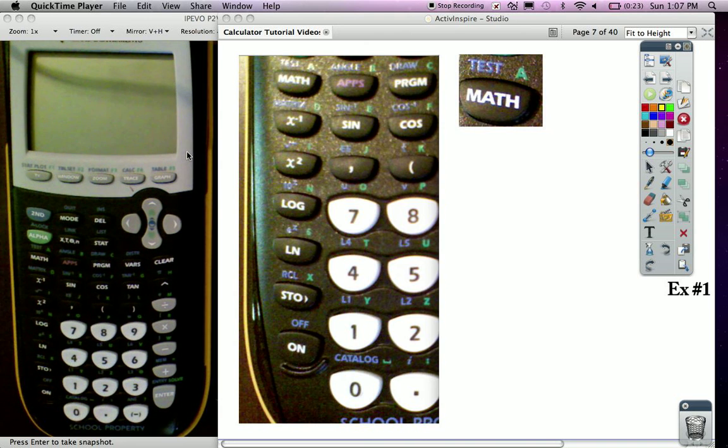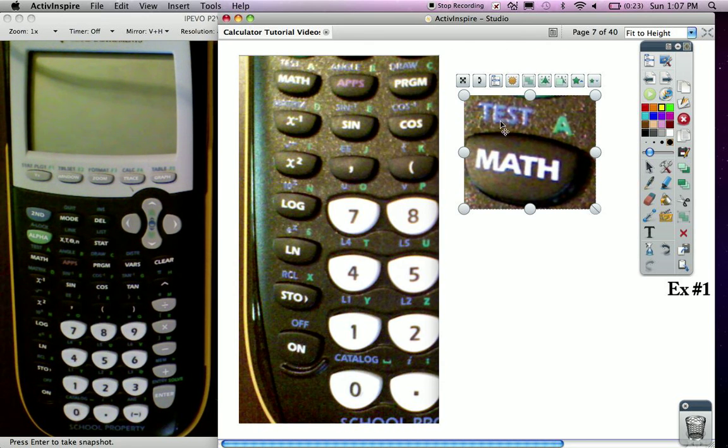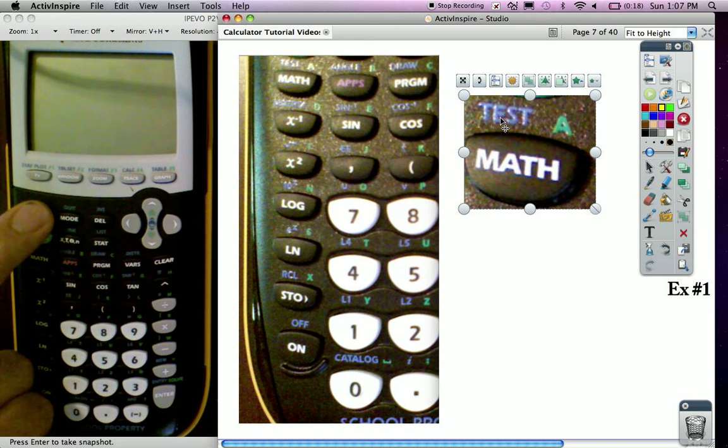Once you get comfortable using the store button, you can start to use the more advanced test button, which is found right here. Now you'll notice, if you look closely, the test button is located above the math button. In order to activate any of the blue functions on the calculator, you press the blue button, that second button. So in order to use the test, you have to press second and then the math function.